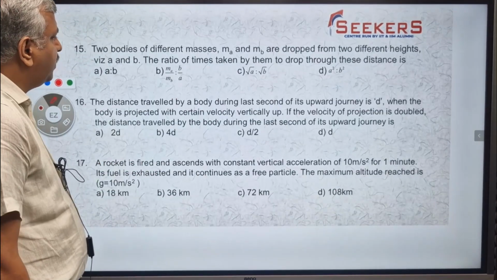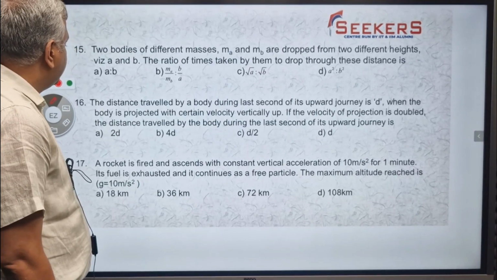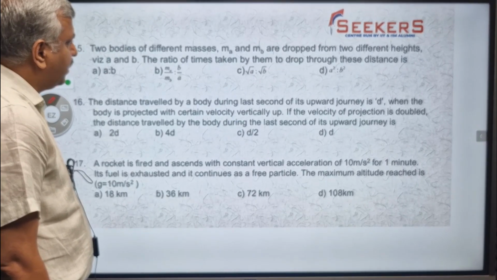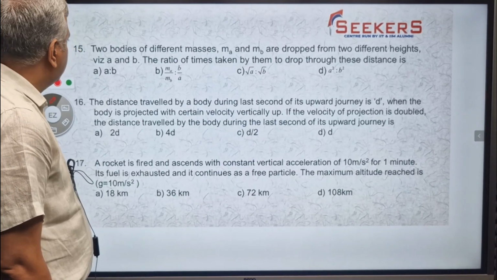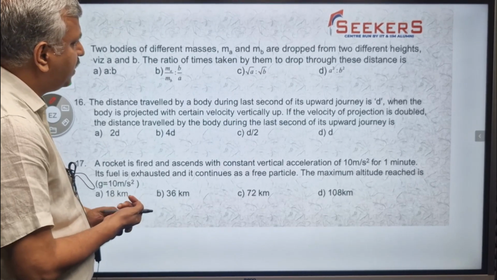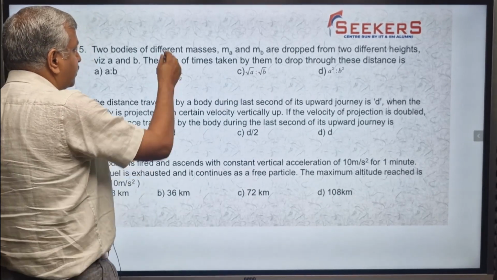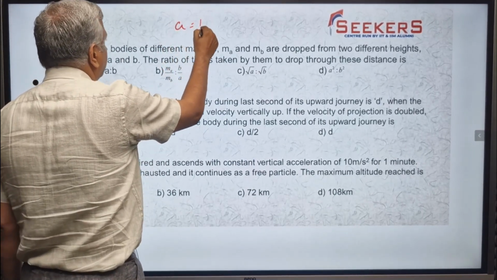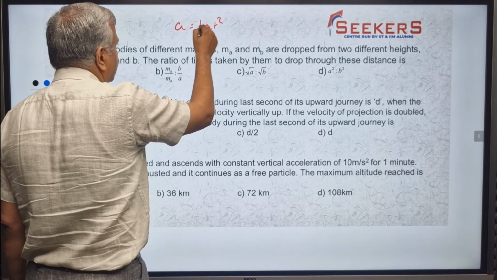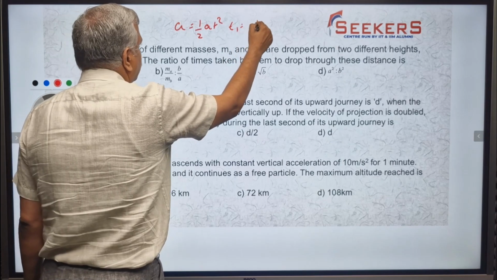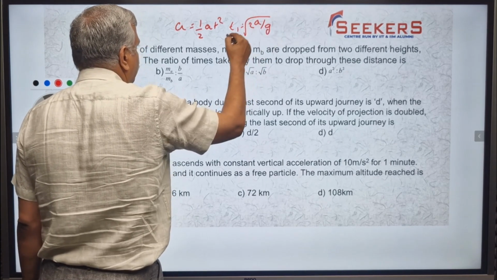Two bodies of different masses, MA and MB, are dropped from 2 different heights, A and B. The ratio of times taken by them to drop through these distances, how much? Okay, so A is equal to half g t squared. So T1 is equal to square root of 2A by g.